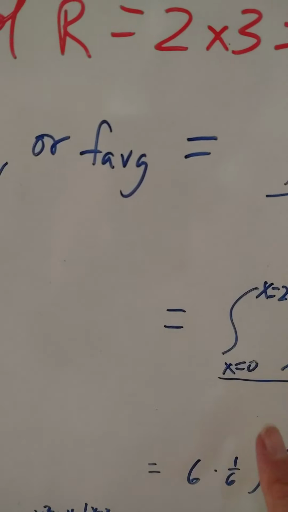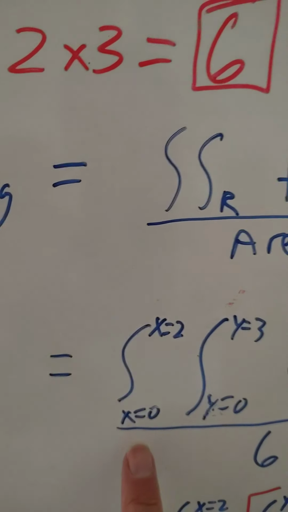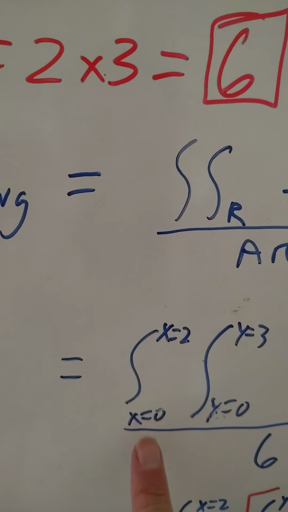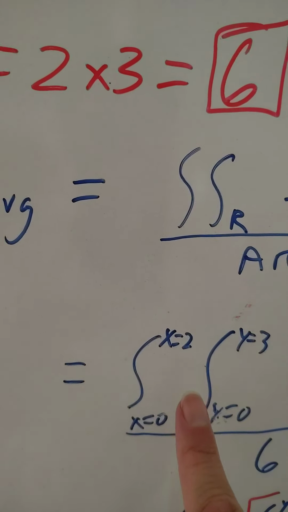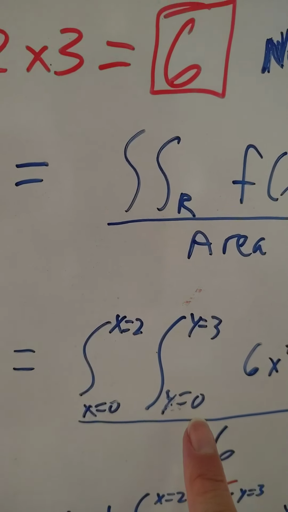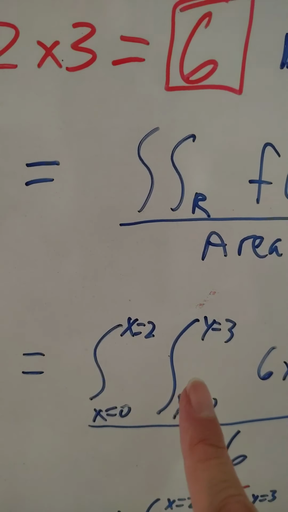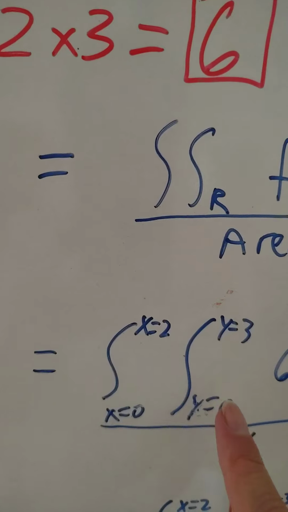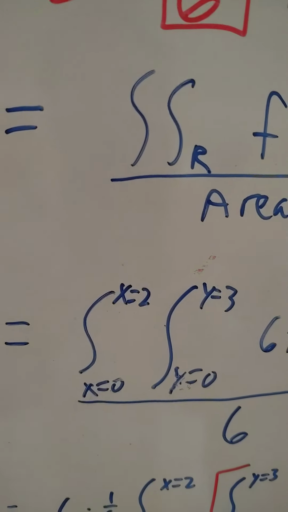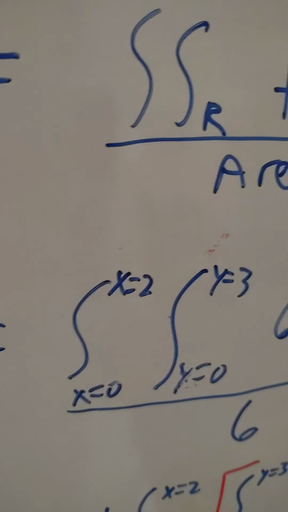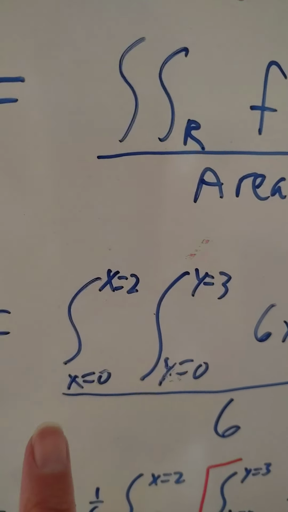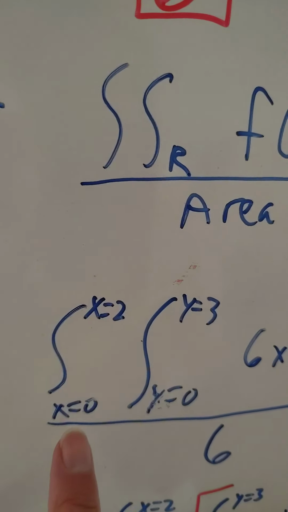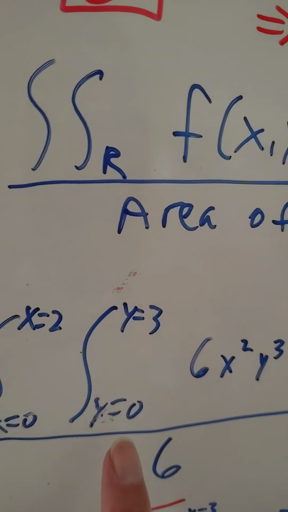Okay, so now let's do this double integral. So notice I chose to make my outer integral in terms of x. So x equals 0 to x equals 2, and then my inner integral is y equals 0 to y equals 3. I could have flip-flopped those integrals and gotten the same final answer. The work would be different, but the final answer would be exactly the same. So I just randomly chose x to be my outer integral and the y's to be my inner integral.